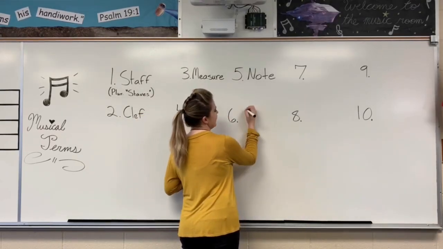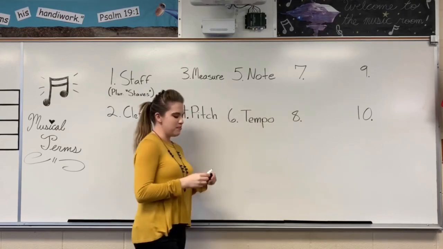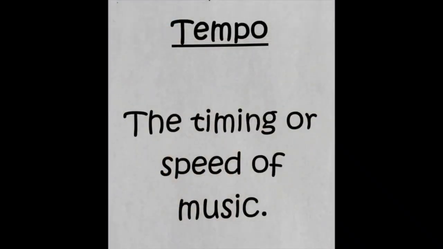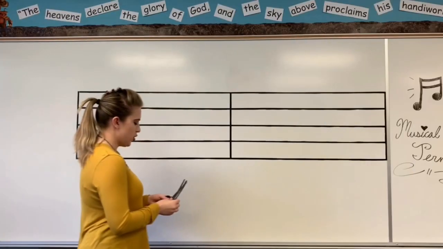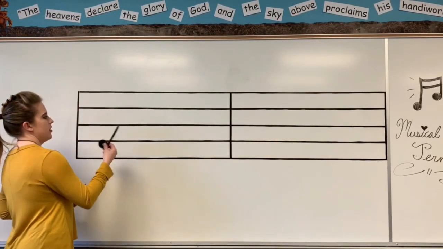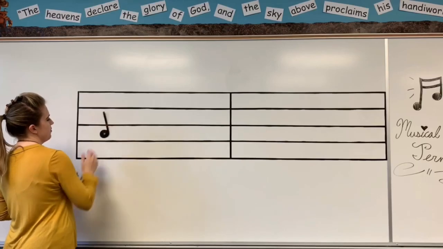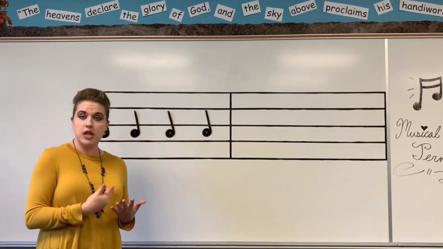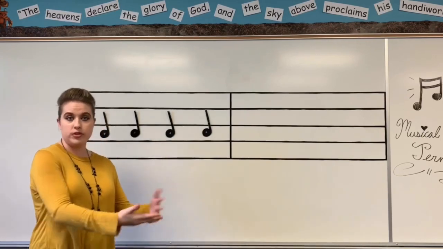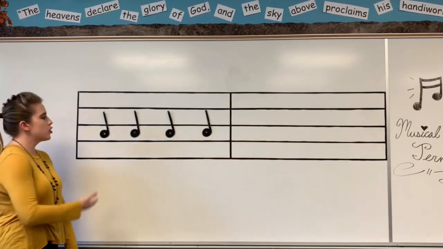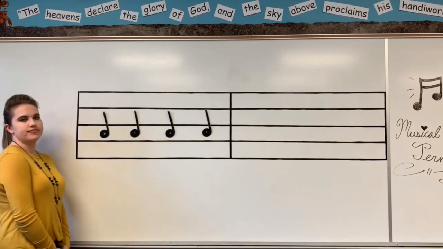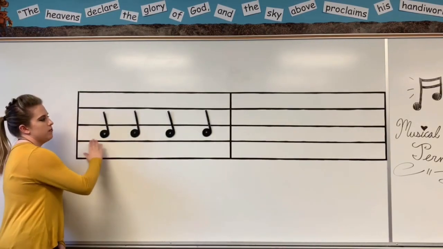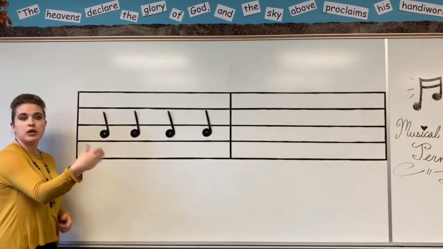Number 6 is tempo. Tempo. The timing or speed of music. So say I have up here, I don't know, I'll put 4 quarter notes up here. Quarter notes equal 1 beat, 1 count, 1 sound, right? So 1 quarter note is, or in other words, 1, right? But I got 4 quarter notes up here, so they're all gonna equal 1.